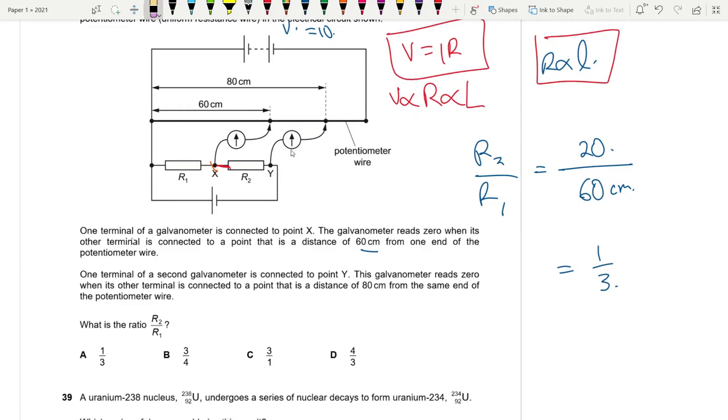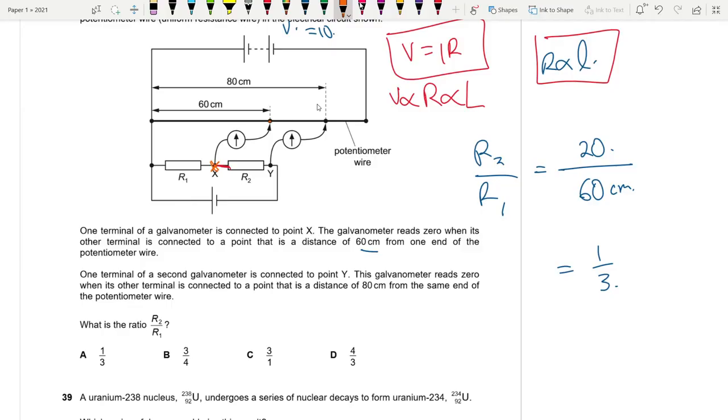The galvanometer reads 0 when its other terminal is connected to a point that is at a distance 60 centimeters from one end of the potentiometer wire. Okay, so basically, one terminal is connected at X and the other end is connected at a distance 60 centimeters from the beginning of the potentiometer. On the other hand, one terminal of a second galvanometer is connected to point Y and it reads 0 when its other terminal is connected to a point that is a distance of 80 centimeters from the same end of the potentiometer wire.